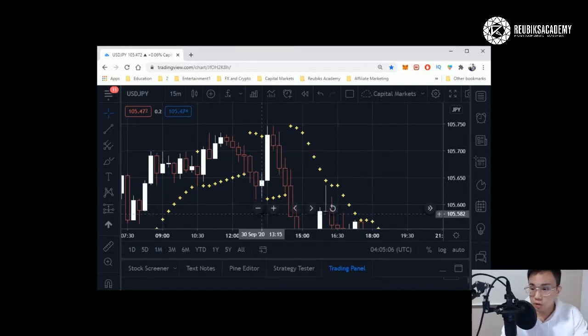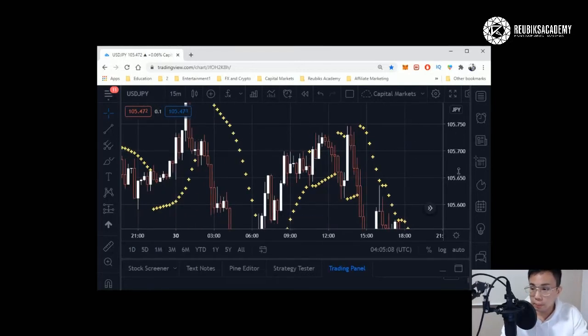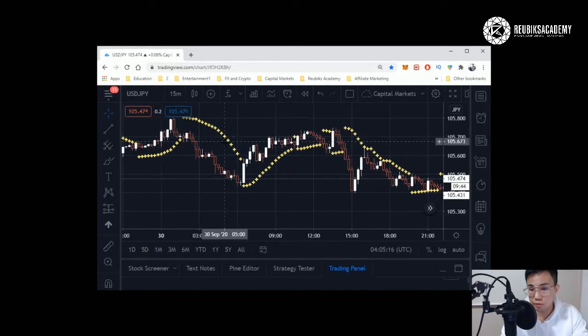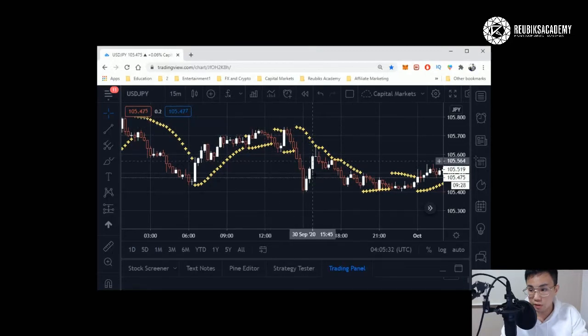Usually, by right, the way to do it is that when the first dot appears on the other side, you start to go long. For example, if it comes from here, this dot, and it appears on the other side, that's when you start to go long. When it appears on the other side, you start to go short.